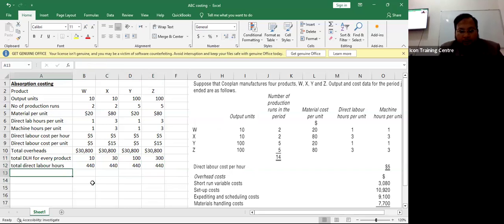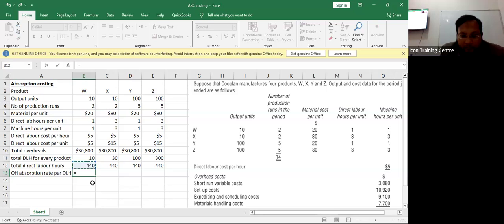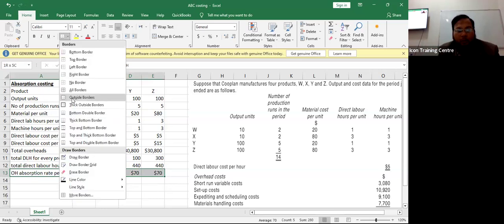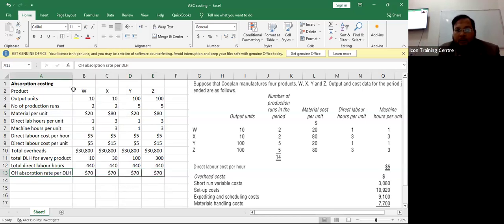Now we calculate the overhead absorption rate per direct labor hour. We divide total overheads by total direct labor hours, and we get $70 per direct labor hour. This is the absorption rate, which is very important to find out, on the basis of direct labor hour. Now we talk about costing. Please be very vigilant.